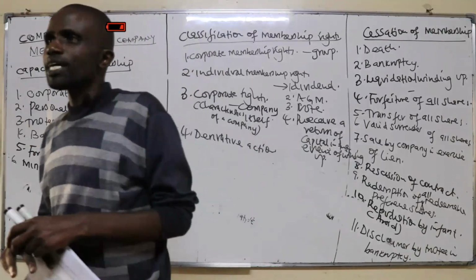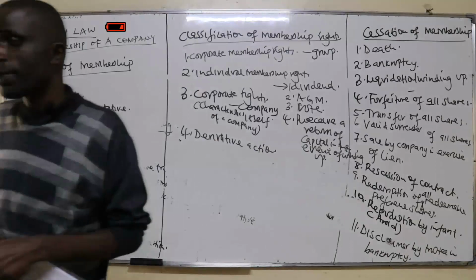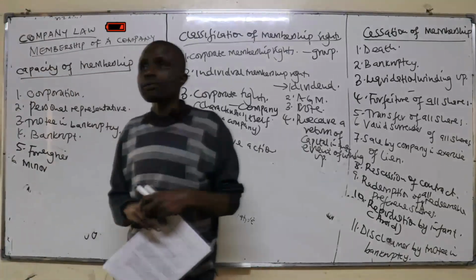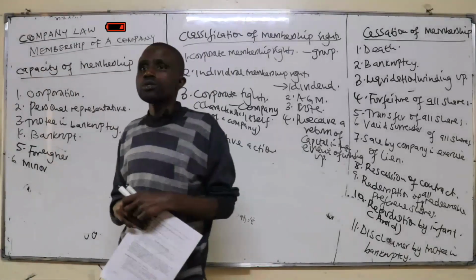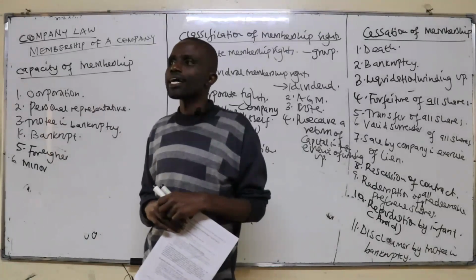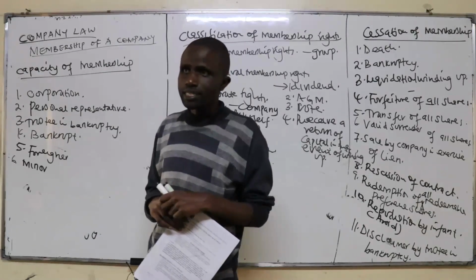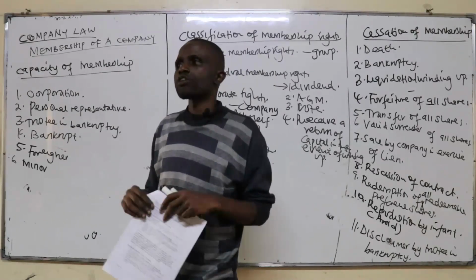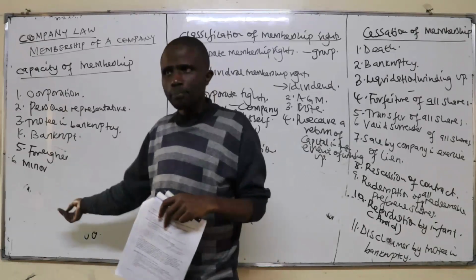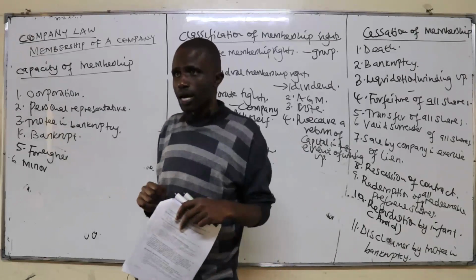You remember that person who was a member by estoppel? So what is he supposed to do? To apply to the High Court to have his name removed from the register. Or you find that your name is not in the register. What do you do? First of all, you make an application to the company. If it refuses, then you make an application to who? To the High Court. Sawa.